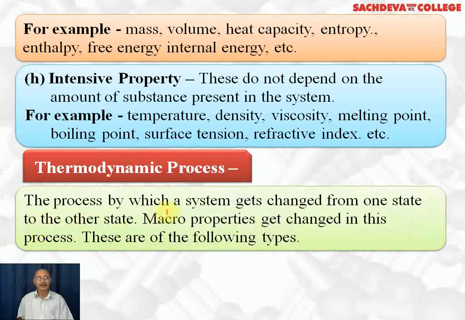The process by which a system gets changed from one state to another state is called a thermodynamic process. It means the system undergoes a change. For example, if ice is heated, it changes to liquid water. So here there is a change in state. This process is called a thermodynamic process because energy is involved in this change. And in most of the changes, energies are involved.